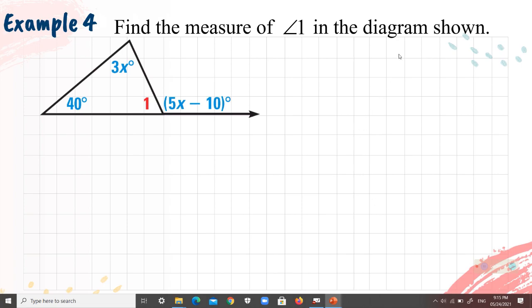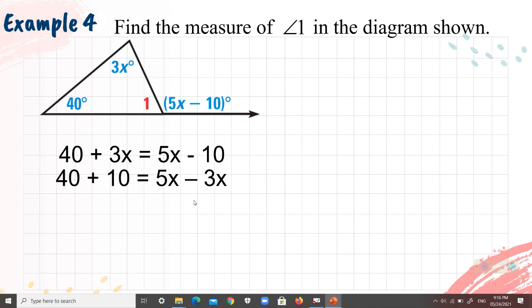Find the measure of angle 1 in the diagram shown. We have here one angle that is 40, another angle that is 3x, and the exterior angle is 5x minus 10. So you are going to equate 40 plus 3x to 5x minus 10. There we have it. Then you are going to solve using again the addition property of equality. Then you will have 50 equals 2x. So the value of your x now is 25.